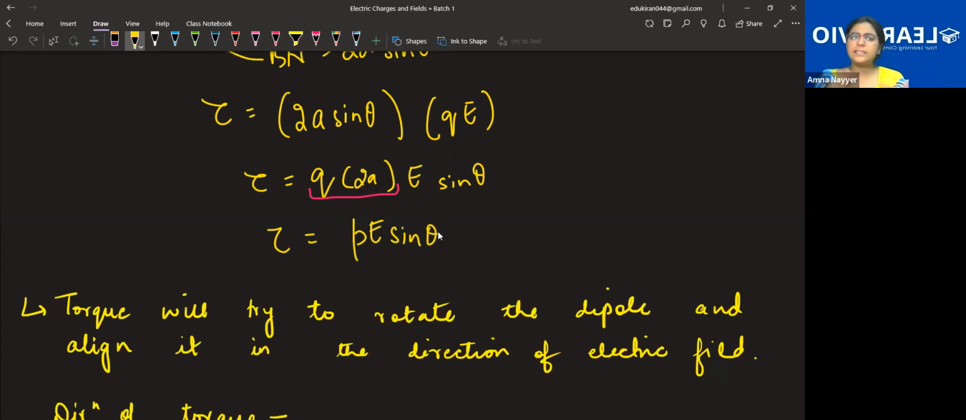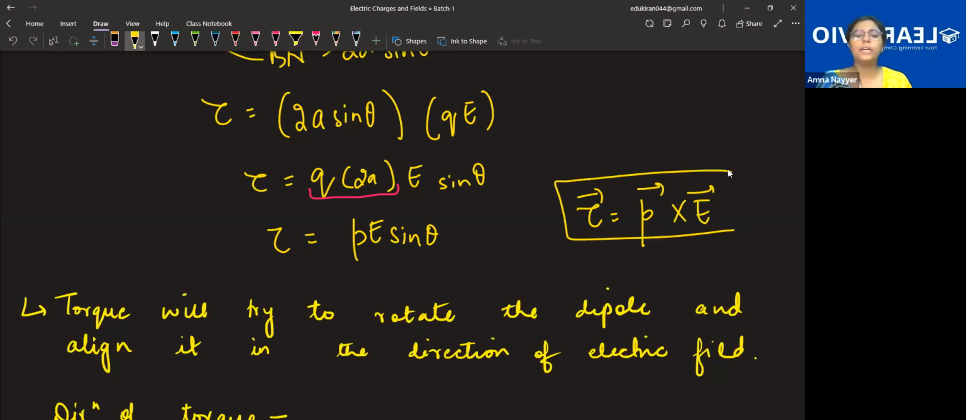See, isn't it similar to AB sine theta, which we have just seen? AB sine theta is A cross P. So torque ultimately is P cross product of dipole moment and electric field. All right, P cross E. This is what this is equal to, right?